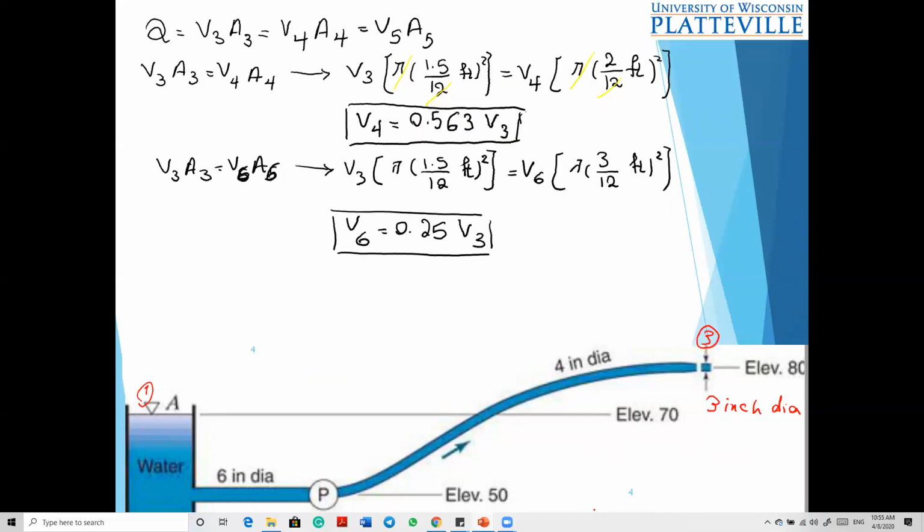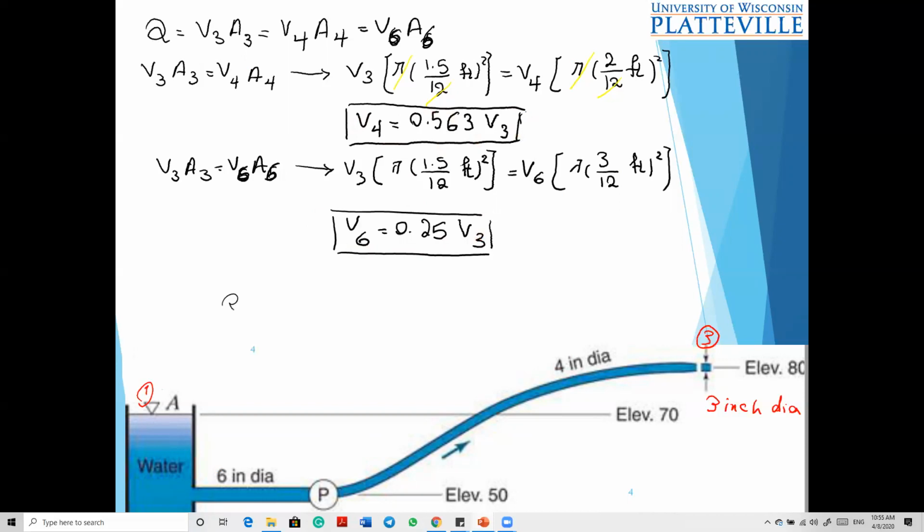There's not any way to find velocity at the 3 inch diameter, at 6 inch diameter, and also 6 inch diameter. The only thing that we can do is write the continuity equation for all 3 different pipes, and then write the velocity V4 based on V3 or V6 based on V3. So this way we can reduce the number of unknowns, right?